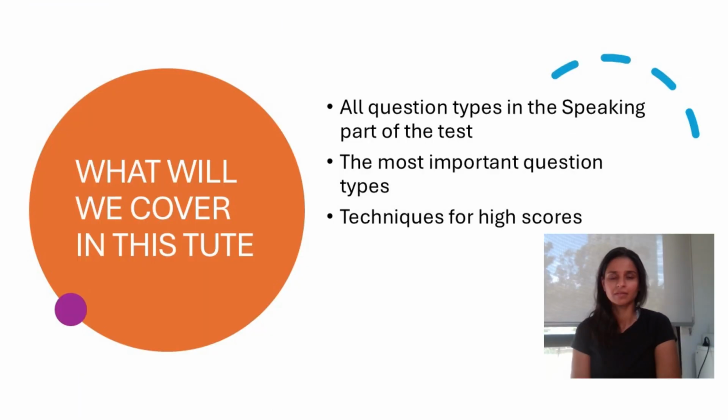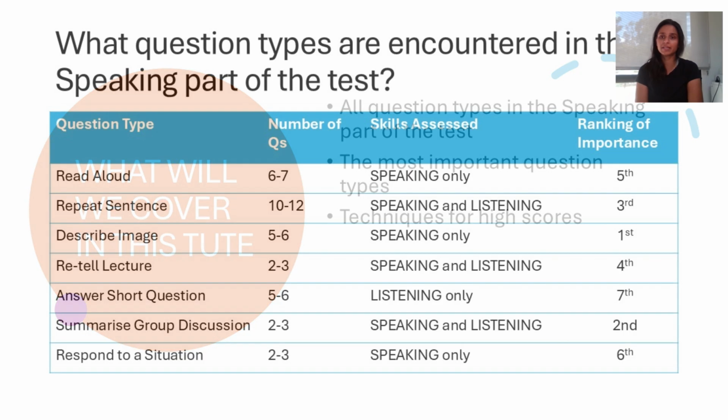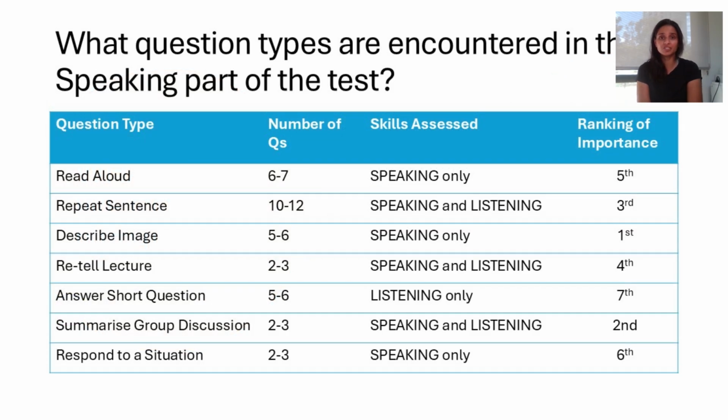So what will we cover in this tute today? We're going to cover all question types in the speaking part of the test, the most important question types, and then techniques and methods for high scores, or in general, just how to tackle these questions. Okay, so in the speaking test, you have a total of 7 questions. There were previously 5 in August 2025, and then they added 2 new ones, which were at the bottom: summarize group discussion and respond to a situation.